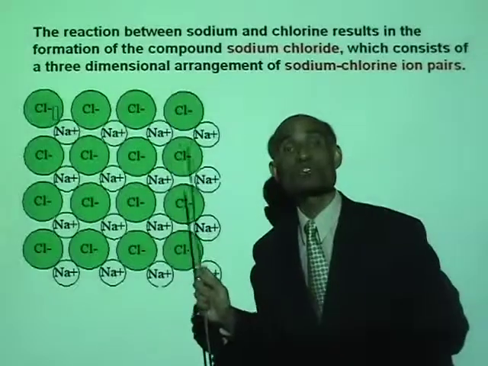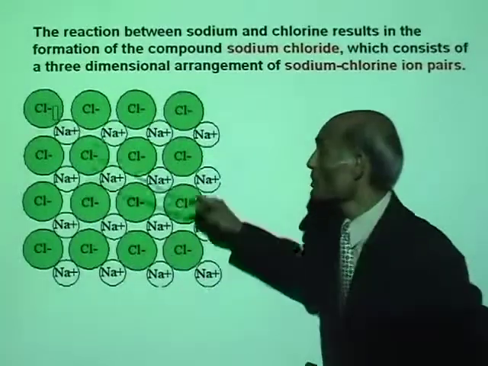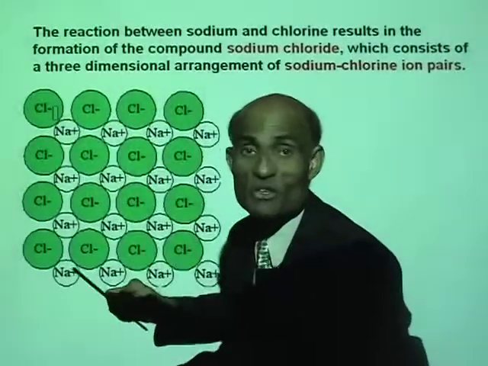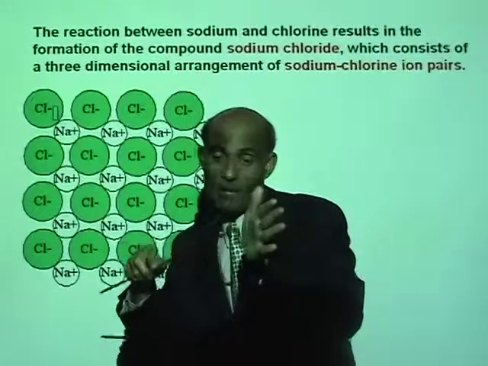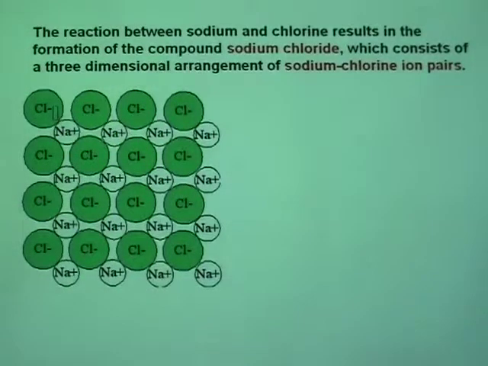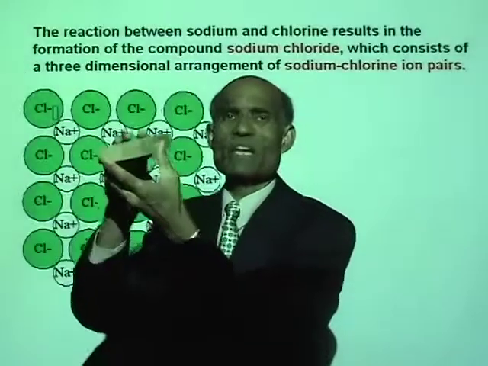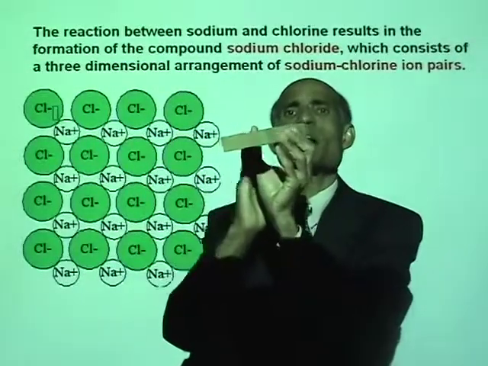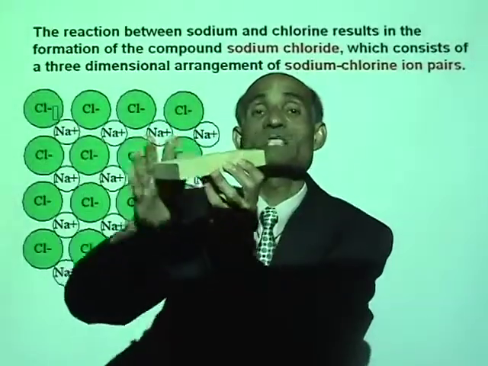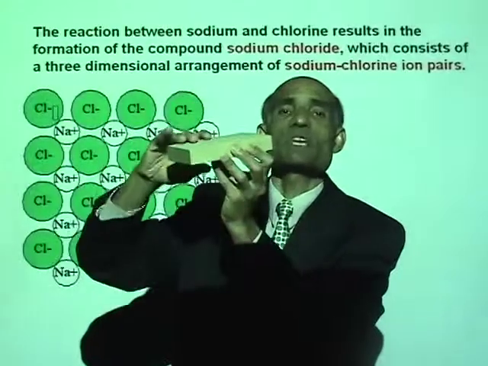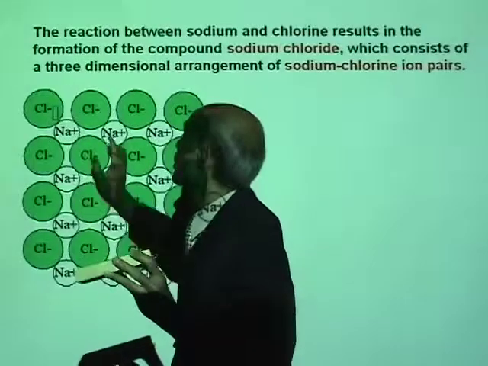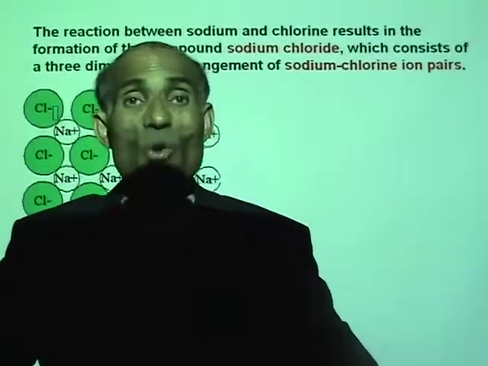So if you look at a sodium chloride crystal, you will see sodium and chlorine arranged like this in three dimensions. It means you have arrangements along the three spaces, X, Y, and Z. This will be the kind of arrangement where sodium and chlorine are arranged in an alternate manner.